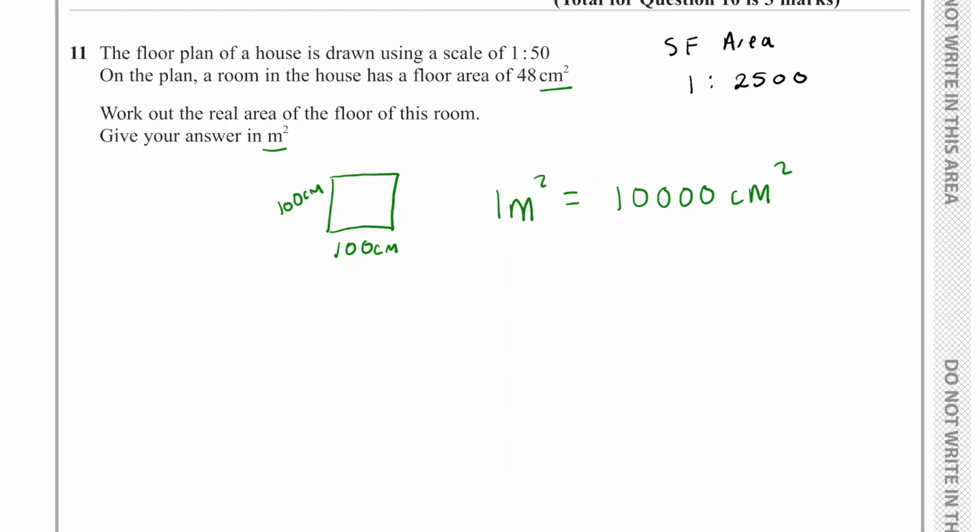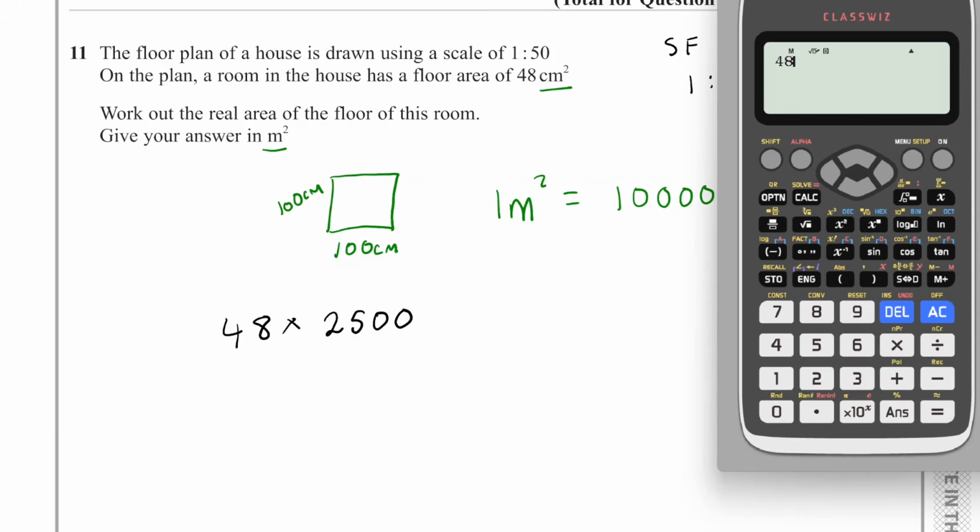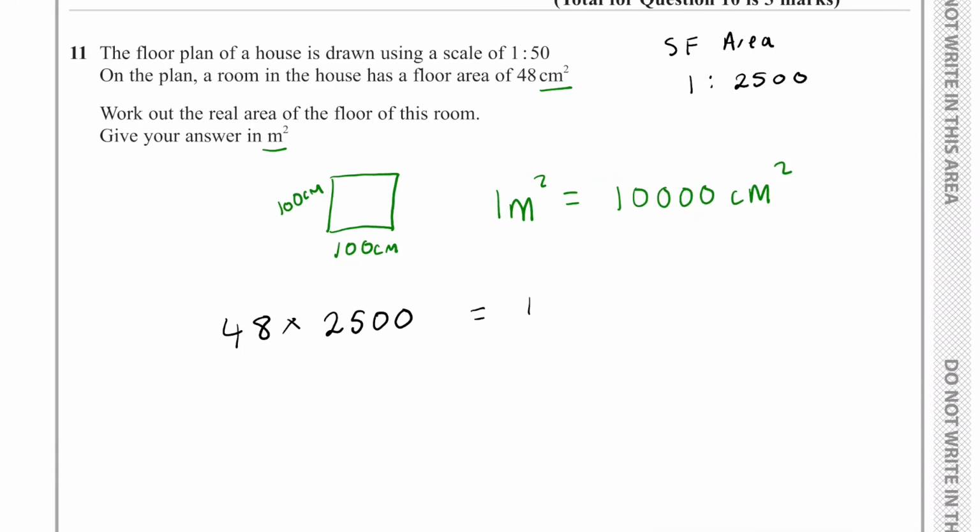So we've got 48 centimeters squared. We need to times it by the scale factor. 48 times 2,500. 48 times 2,500 is 120,000. So that's in centimeters squared. So it's 120,000 centimeters squared.